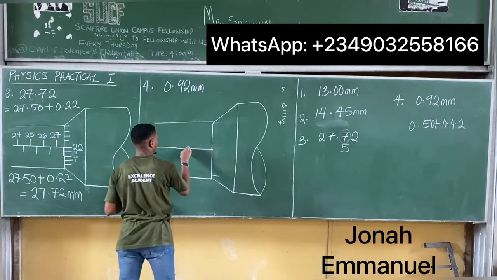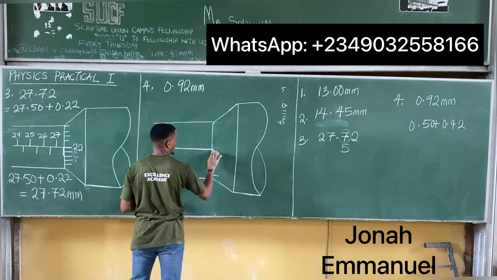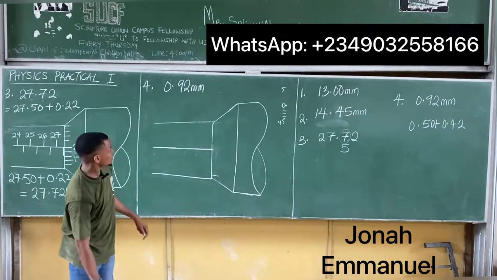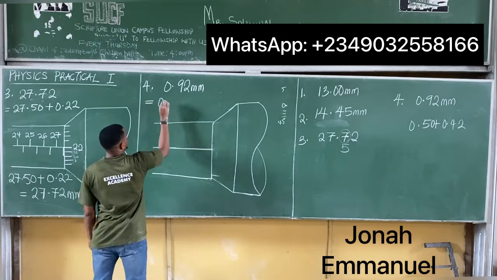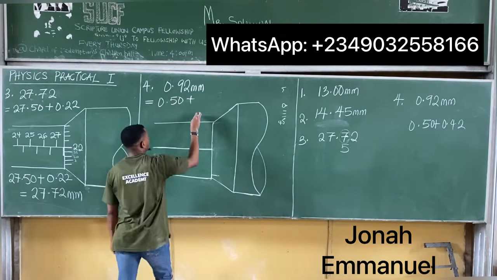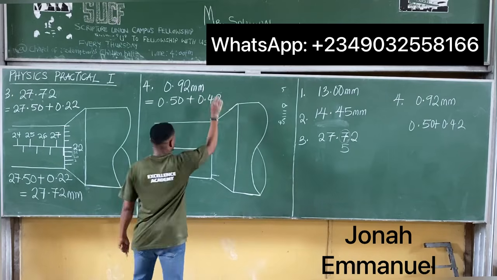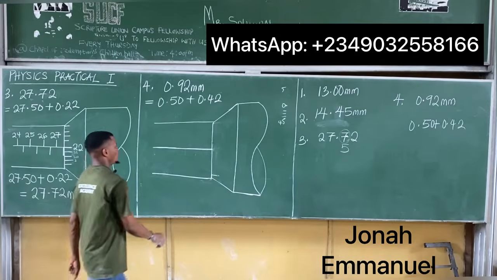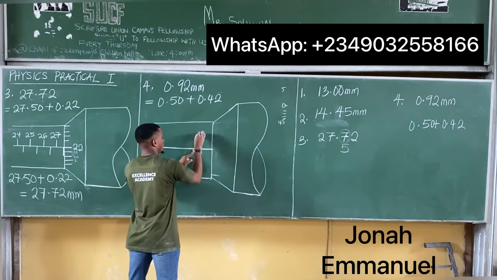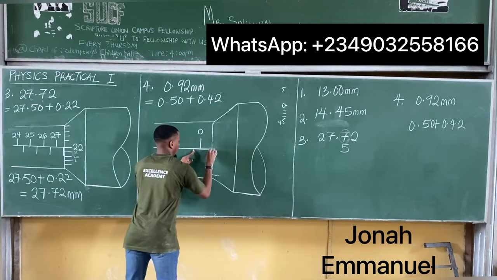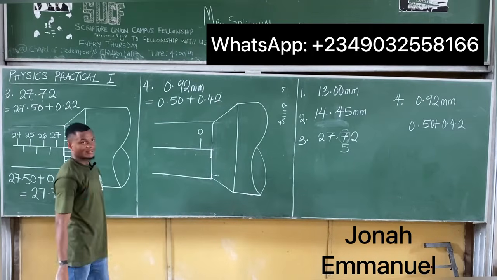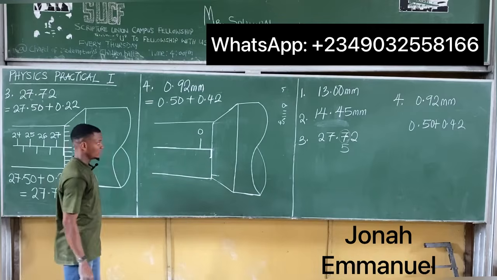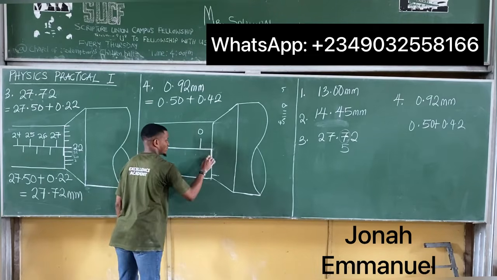So obviously 0.5. How do I sketch 0.50? This is equal to 0.50 plus 0.42. How do I sketch 0.50? Obviously, this is 0. This one here is 0.5. You don't have to start putting -1. It's not necessary. Just stop here. So 0 and then this.